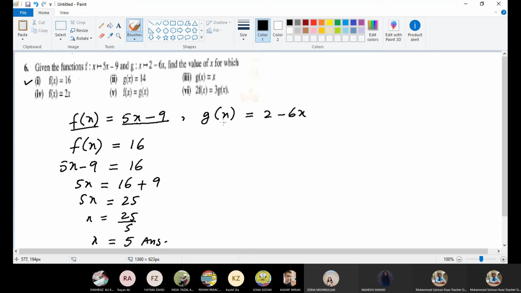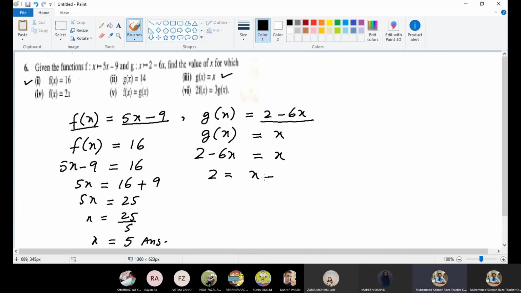And for the function of g, if we consider this question like g of x is equal to x. So originally g of x is equal to 2 minus 6x, and I'm going to replace 2 minus 6x over here and then x over here. So 2 is equal to x plus 6x. I can write like this. And then 7x is equal to 2. And then x is equal to 2 upon 7 is the answer.